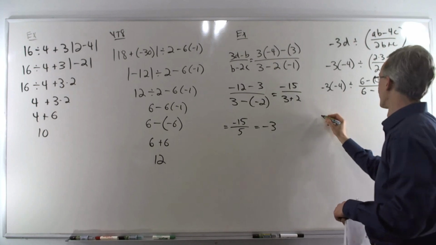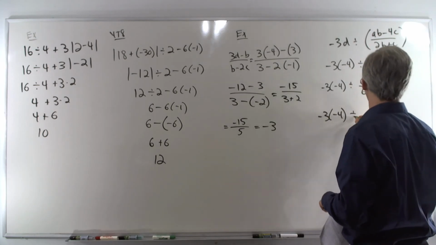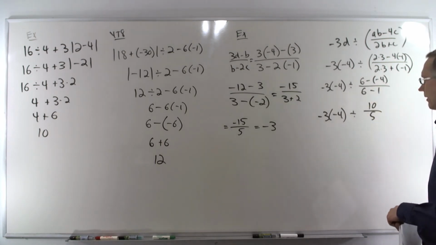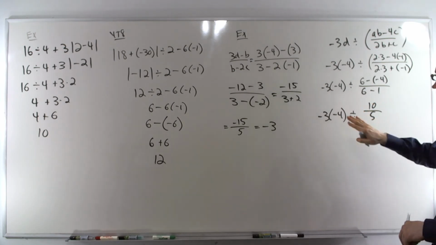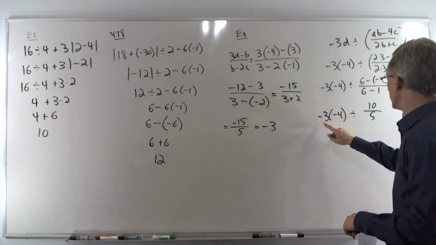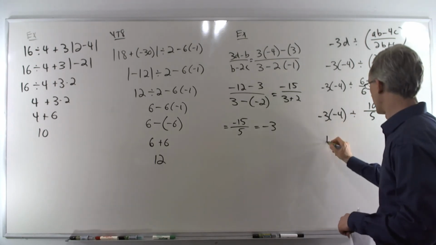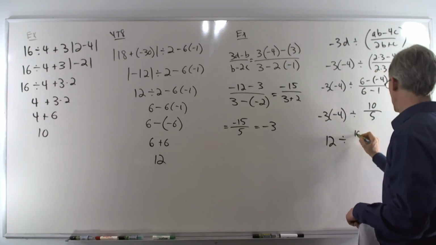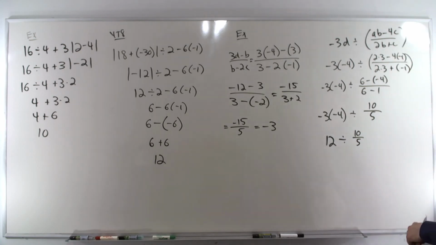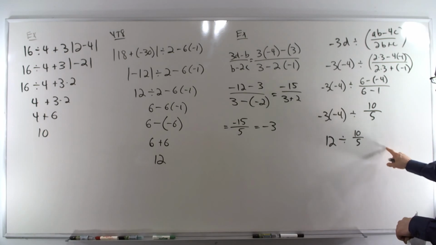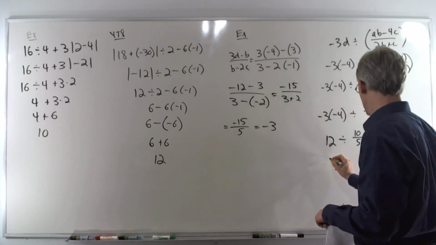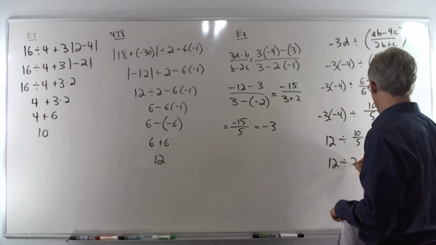All right, next one. 3 times negative 4 divided by 6 plus 4, that gives us 10 on top. 6 minus 1 is 5 on the bottom. Okay, now we're down to all multiplication and division. So now we can just work left to right. So first one is here, negative 3 times negative 4 is positive 12. So 12 divided by 10 over 5. All right, now we have a fraction here. We can go ahead and divide this out. So that gives us 12 divided by 2.